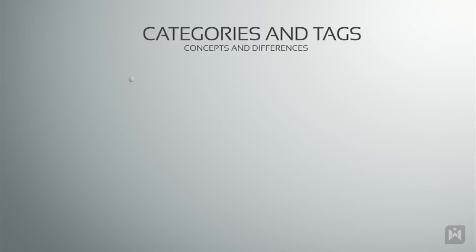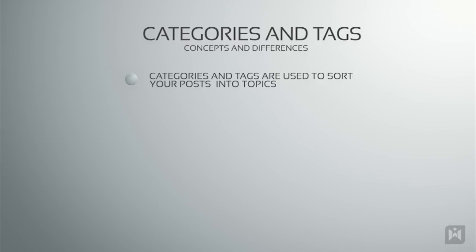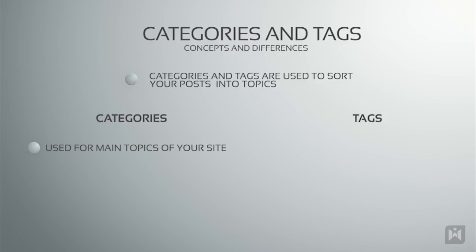In a nutshell, categories and tags are used to sort your posts into topics so users can easily find the content they are looking for. Categories are used for main topics of your website. Think of this as having boxes to sort your posts into.